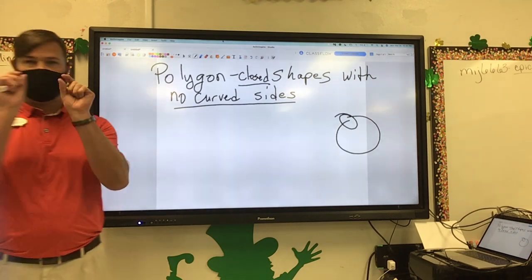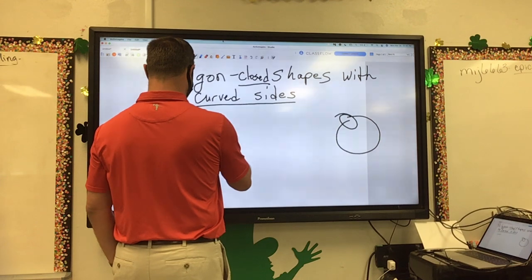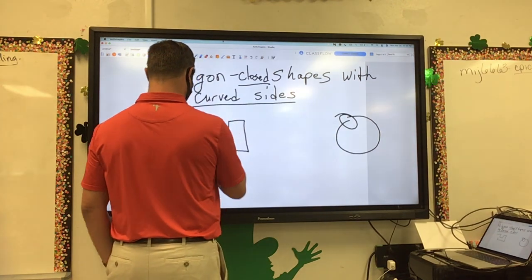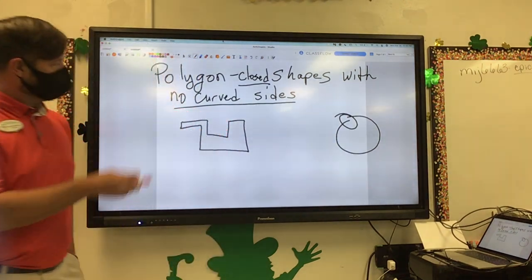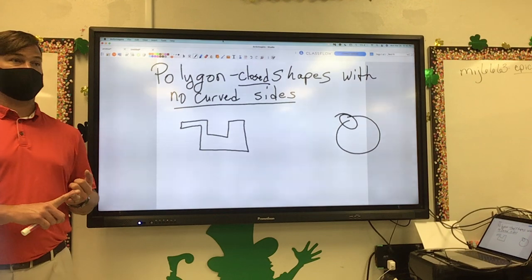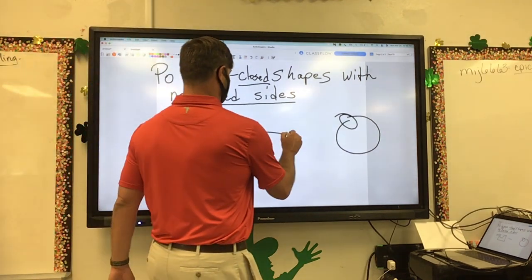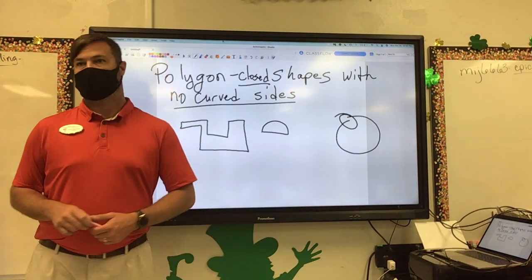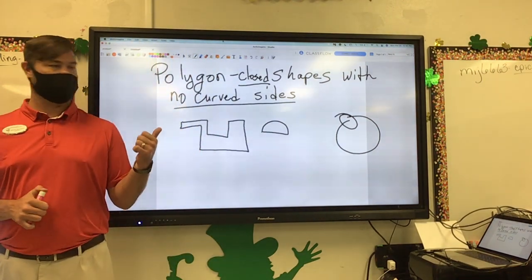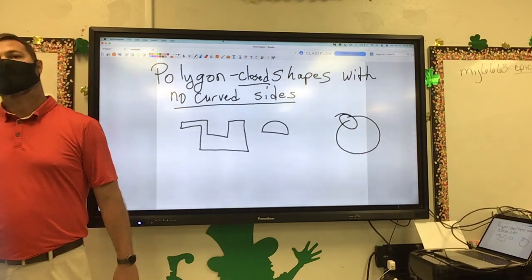Closed means there are no little gaps. There are no spaces. So if I were to get a shape like this, is this a polygon? Yes, sir. Why? Closed? No curved lines. Then it's a shape. Then it's a polygon. Okay? What about this one? It's curved. It's closed. Yes, curved. But it has a curve. But it does have that curved shape, that line there.